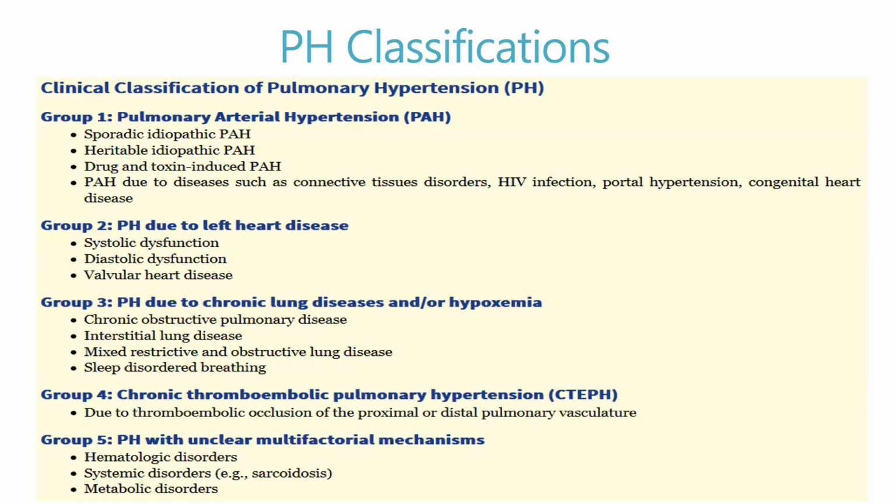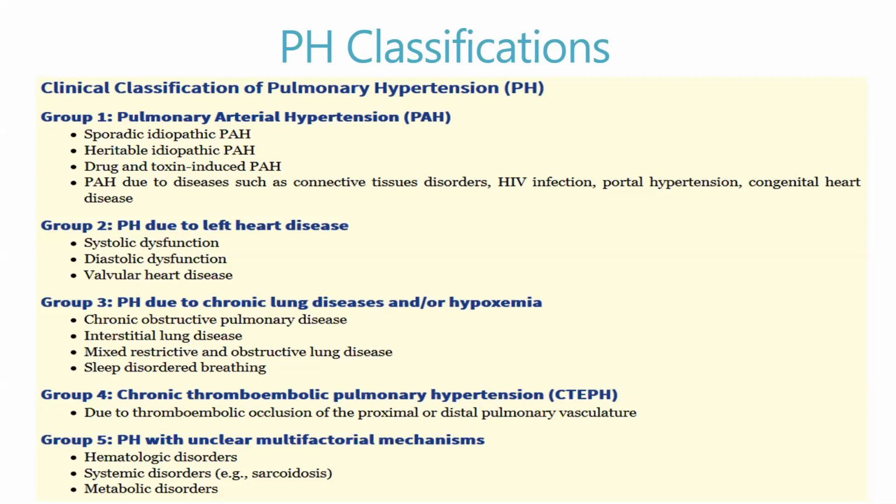So you take your patient that has obstructive sleep apnea, they actually stop breathing and are apneic for any period of time, and they end up in this group 3 category. Group 4 category is the chronic thromboembolic pulmonary hypertension. You see the abbreviation, and this is due to thromboemboli, occlusions of the proximal and distal pulmonary vasculature. These folks have pulmonary emboli frequently.